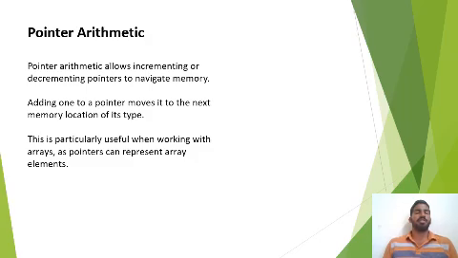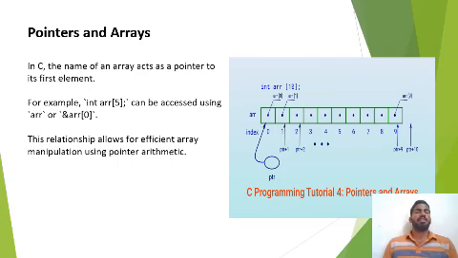Pointers and arrays. In C, the name of the array acts as a pointer to its first element. For example, for int arr[5], the first element can be accessed using *arr or arr[0]. This relationship allows for efficient array manipulation using pointer arithmetic.